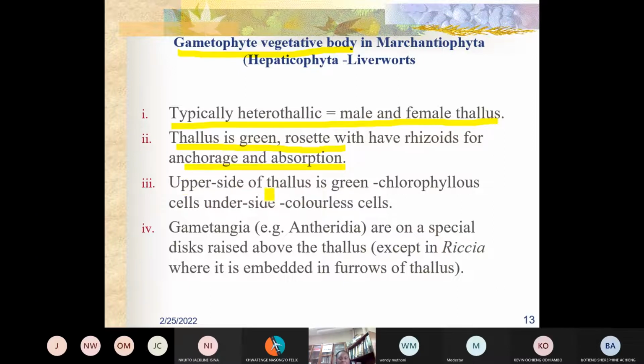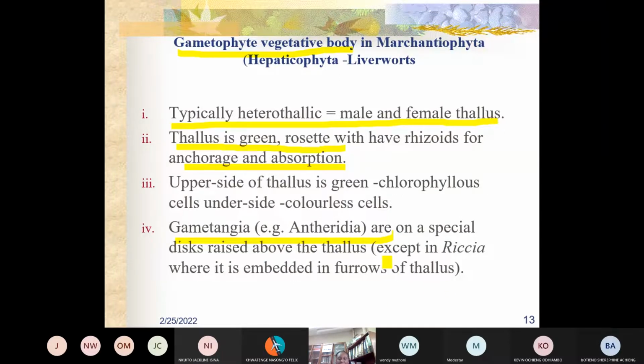The upper side is usually green, but the lower side is colorless. So the part that is not near or towards the ground is colorless. So that's where the rhizoids grow. The upper surface has chloroplasts. So it's got cells with chlorophyll. Then gametangia may appear on the thallus sometimes as special discs.